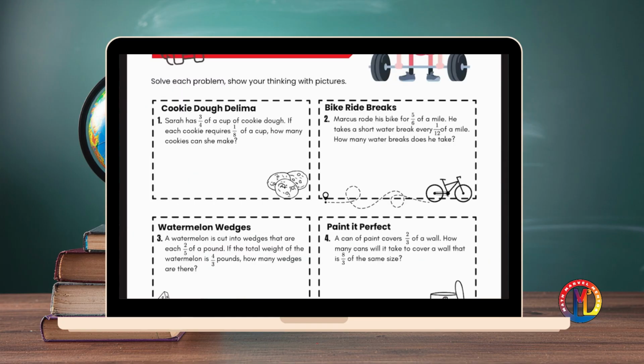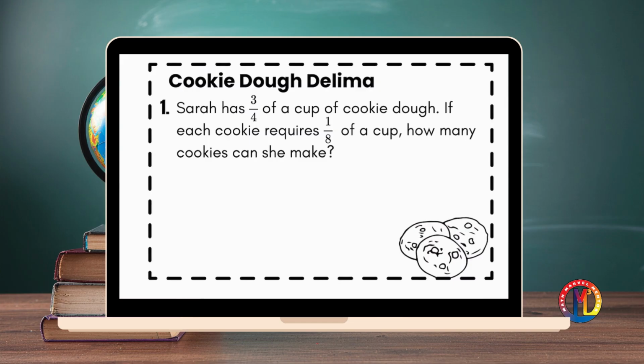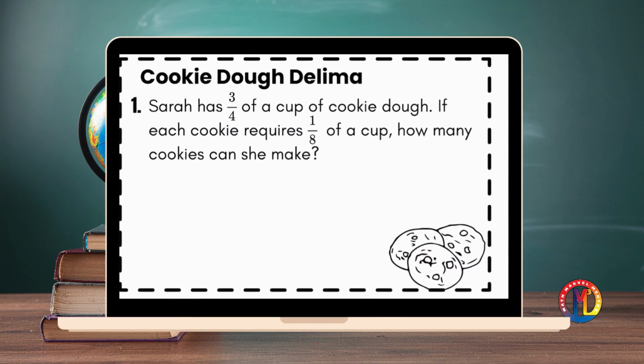All right, let's look at some real world problems or some word problems to help us see what this looks like in application. So let's look at the cookie dough dilemma. If Sarah has 3/4 a cup of cookie dough left, and each cookie requires 1/8 of a cup, how many cookies does she make? Okay, so as we're reading through word problems, we always want to start with what we know and make sense of that.